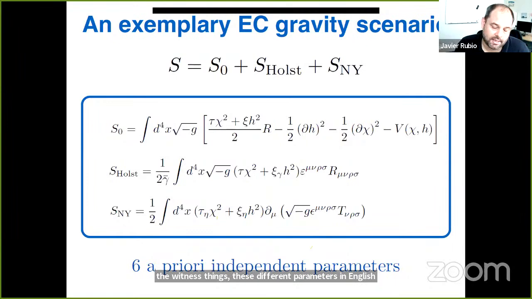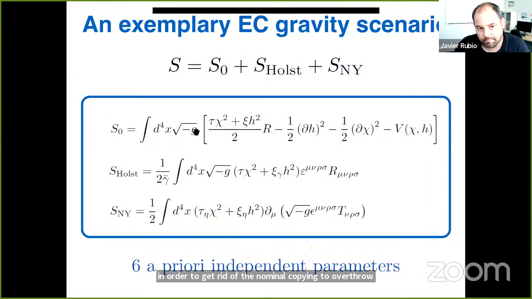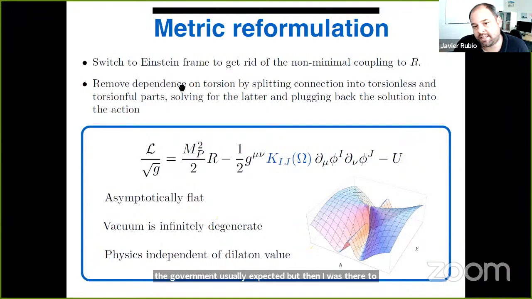Well, in order to answer this question, it's better to rewrite this Einstein-Cartan theory in a metric formulation. So to do so, what you do is you switch to the Einstein frame in order to get rid of the non-minimal coupling to curvature and recover the usual Einstein-Hilbert term. And once there, you remove the dependence on torsion by splitting the connection into the torsionless and torsionful parts and solving for the torsionful part. And then you plug the solution back into the action.